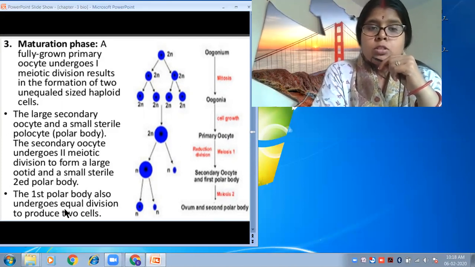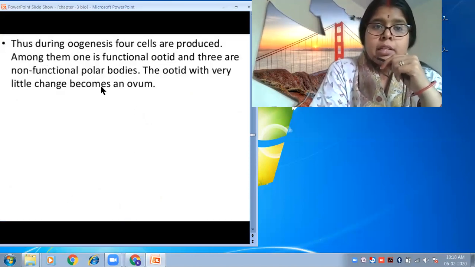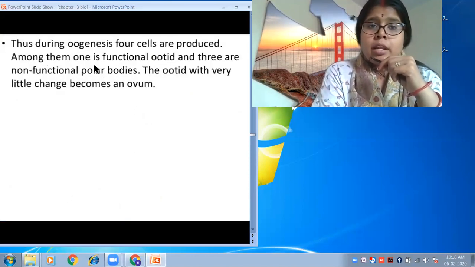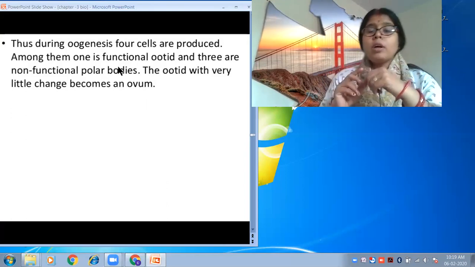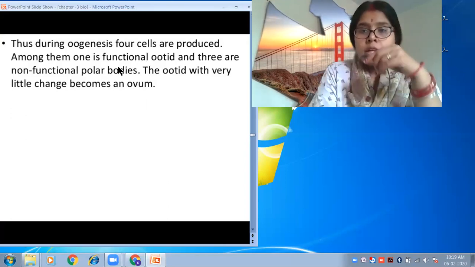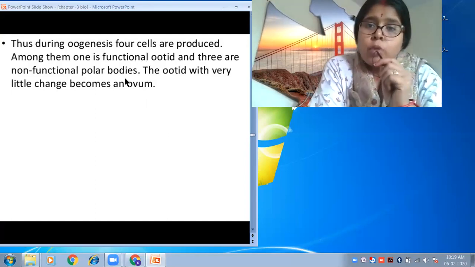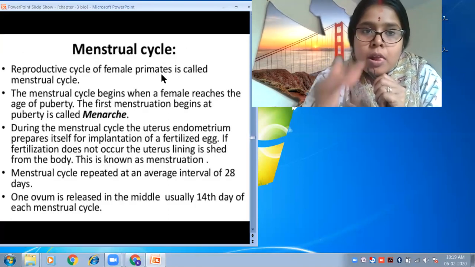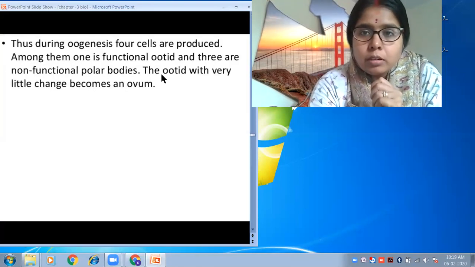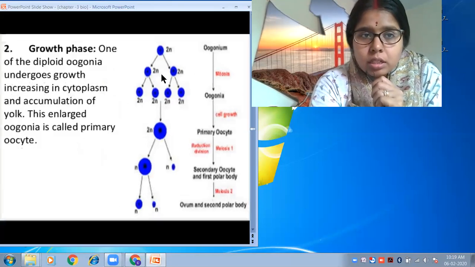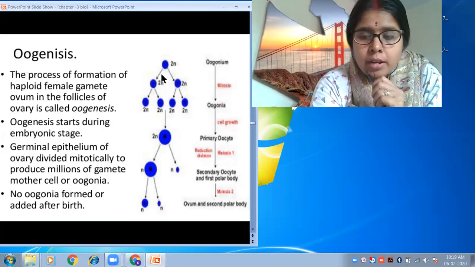The first polar body also undergoes equal division into two cells. During oogenesis, 4 cells are produced, and among the 4 cells, one is a functional ootid and 3 are non-functional polar bodies. The one ootid becomes the ovum. So 4 cells form, but 3 are non-functional and 1 remains functional. So this is the function and process of oogenesis.